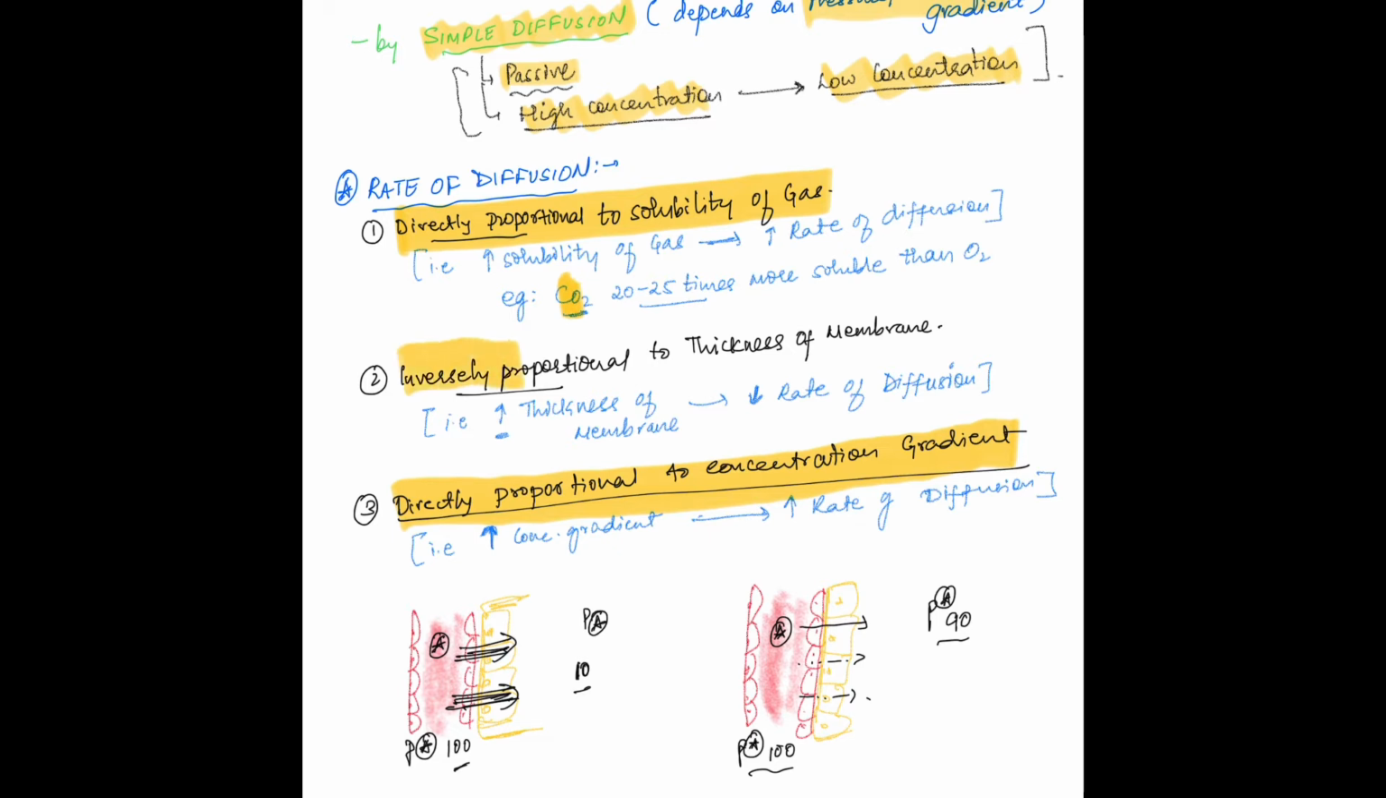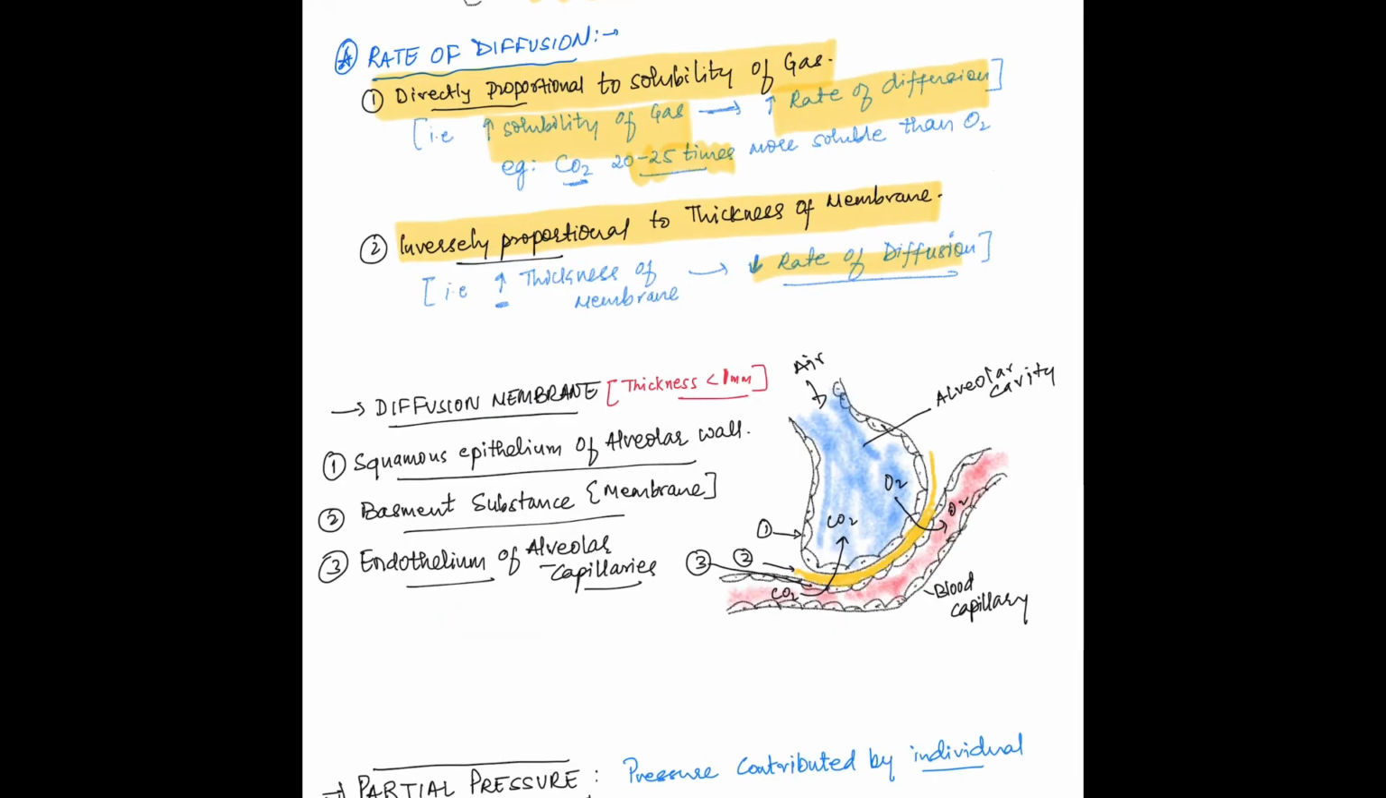And lastly, rate of diffusion is inversely proportional to thickness of membrane. Increase in thickness of membrane decreases the rate of diffusion. In previous example of substance star, if the membrane which it was crossing was thicker, then its rate of diffusion would be slower. We have millions of alveoli in our lungs, which are lined by pulmonary capillaries.